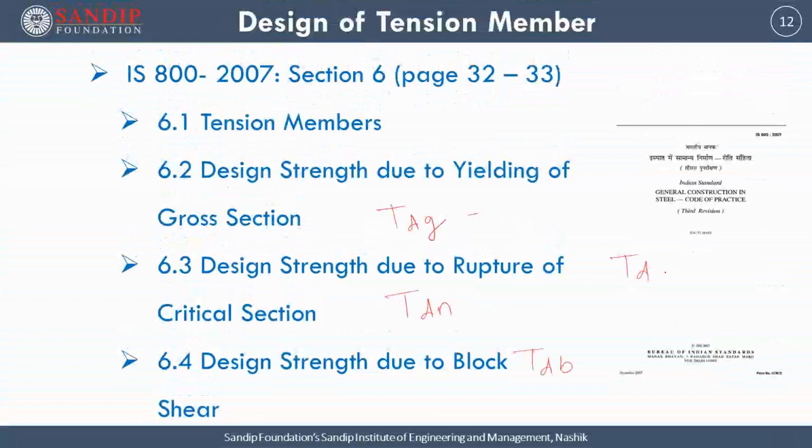So we are just to finish with this session. Before I conclude, this TD has to be always greater than PU, that is the ultimate load acting on the member. To confirm that the designed member is safe, the ultimate load PU which is acting on the member should always be less than the design tensile strength of the member. Now design tensile strength is the least of TDG, TDN and TDB.